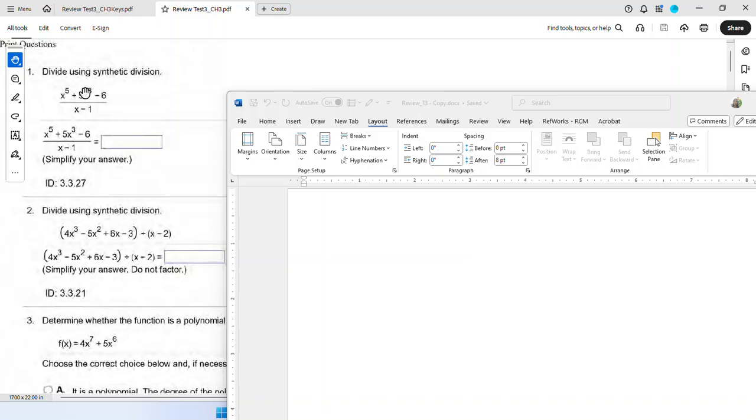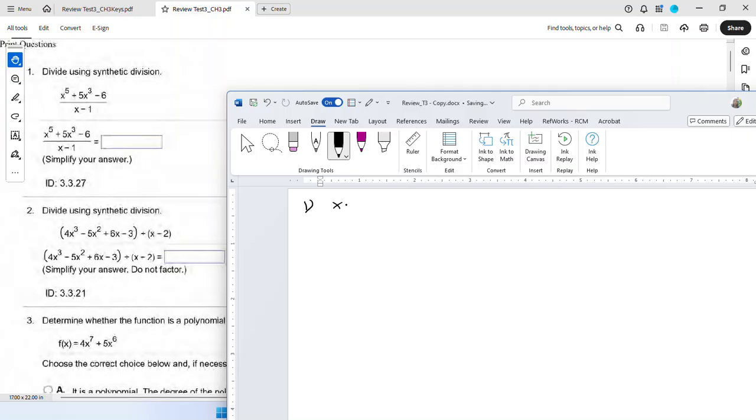Okay, so the first one here is using synthetic division. You want to find the quotient in here, right? So synthetic division, the first one right here, we're using x minus 1. We write down equal to x minus c. So my c here will be just 1. Okay, so I have a 1 right here.